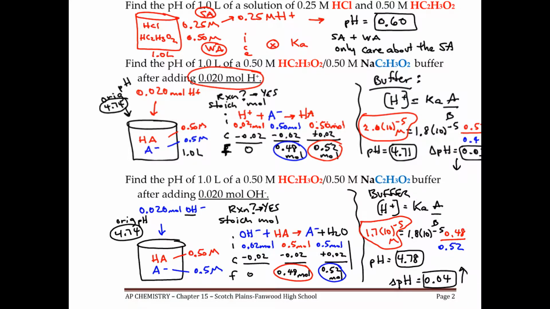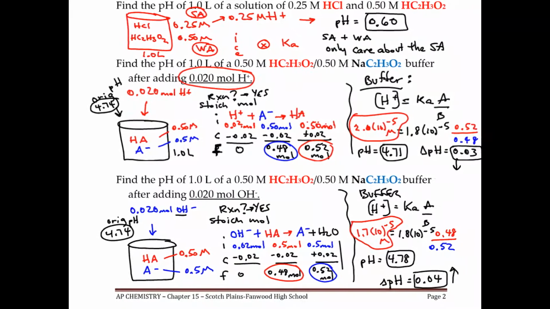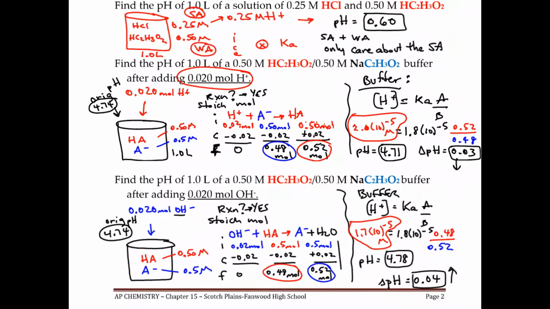One last point, you'll notice that the delta pH for this one was 0.03. If I move this over a little bit, and this one over here was 0.04. So it's interesting that they're different, even though there was the same amount of 0.02 and 0.02. And what we're going to notice is that this is already an acid buffer. So if it's an acid buffer and you add an acid to it, the change is not as great. However, if you add a base to an acid buffer, it will change it a slight bit more.